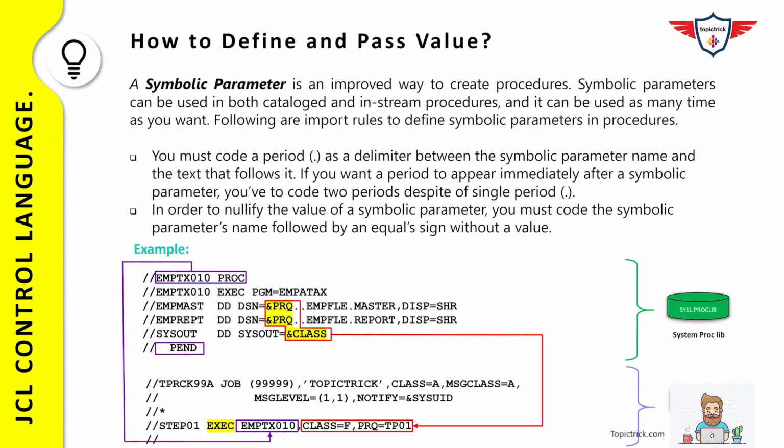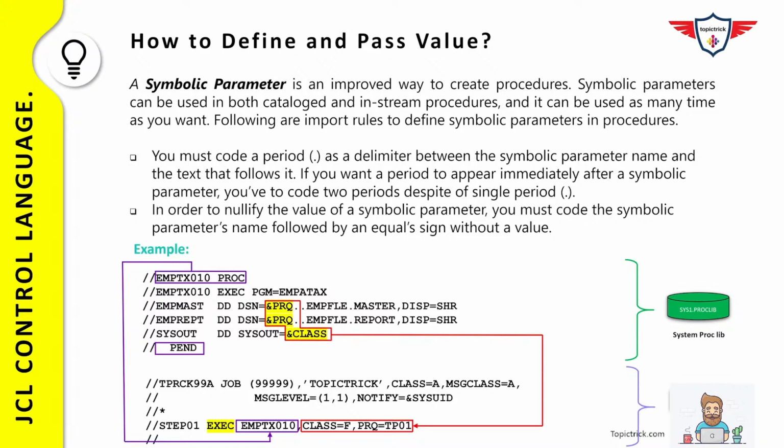If you look at the sample JCL given underneath, there's a STEP01, which is an execute statement invoking the catalog procedure EMPTX010. After the name of the catalog procedure, you have a comma followed by the values that I want to pass to these symbolic parameters. I've passed the value of CLASS as F, and the value of the PRQ symbolic parameter is TP01. I hope you remember, if you look at the previous slides, there I used the hard-coded value TP01, but in this case I'm passing the same value with the help of a symbolic parameter.